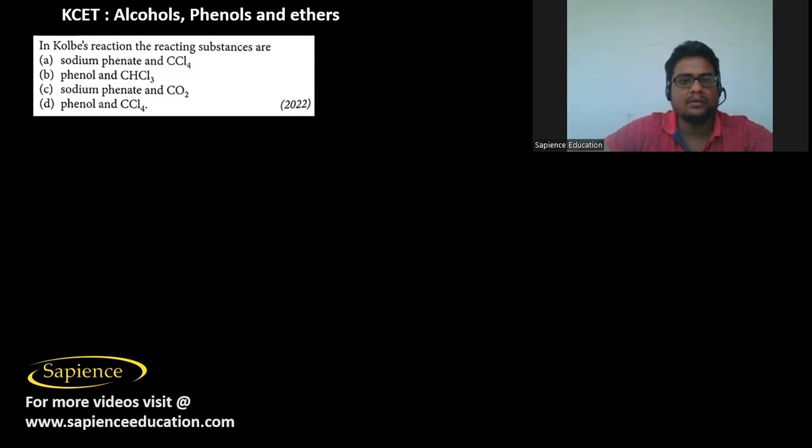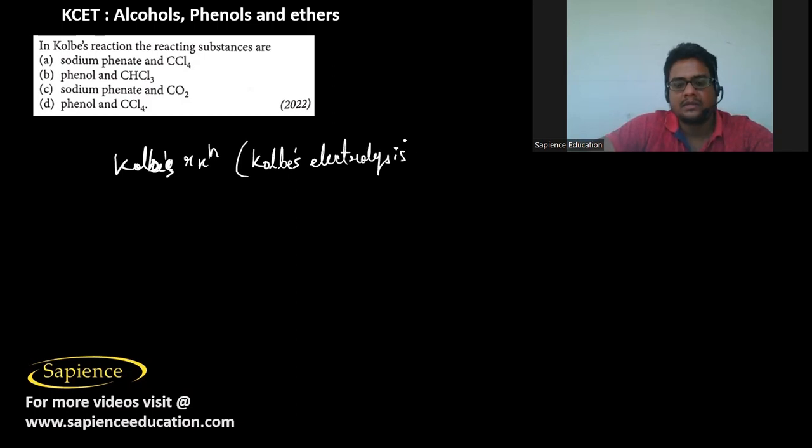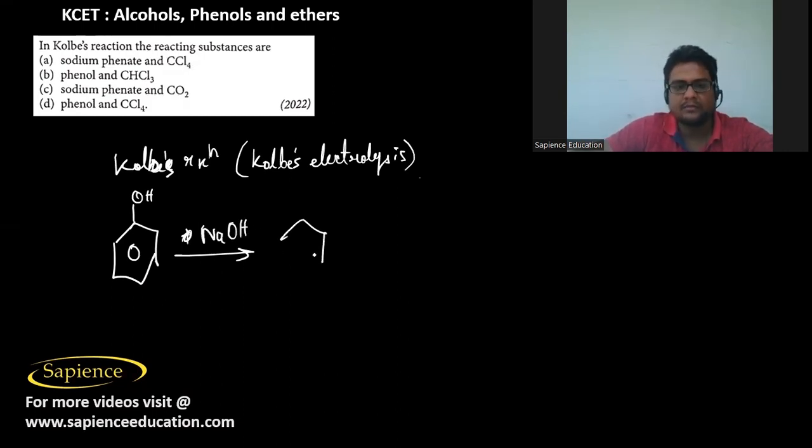Then it is told in Kolbe reaction the reacting substances are. So in Kolbe reaction, or it is called the Kolbe electrolysis, here the phenol will react in the presence of sodium hydroxide, and it will form sodium phenoxide ion.